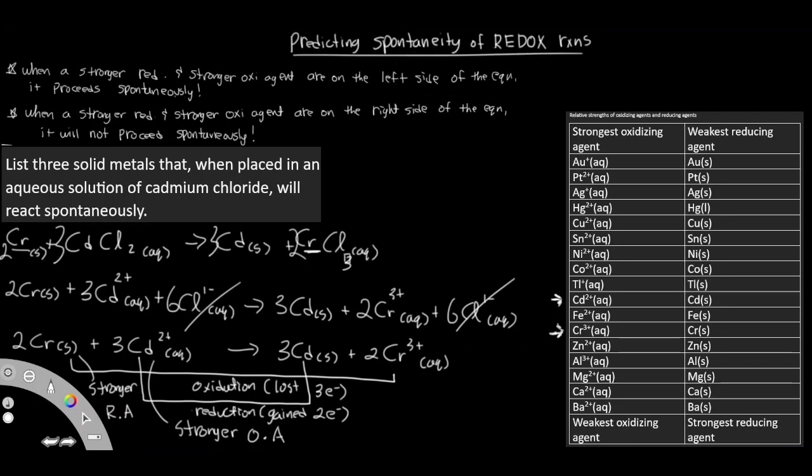Okay, so of course, like we said, if the stronger OAs and the stronger RAs are on the left side of the equation, it will proceed spontaneously, and that's exactly what the question is wanting, right? Which of those will react spontaneously? Okay, so this follows suit, not just with Cr, not just with Zn and Al, but also with Mg and Ca and Ba, like I previously stated. Therefore any of these, like Cr, or Ca, or even Ba, or any of these that are below the Cd, strong reducing agents, will work.